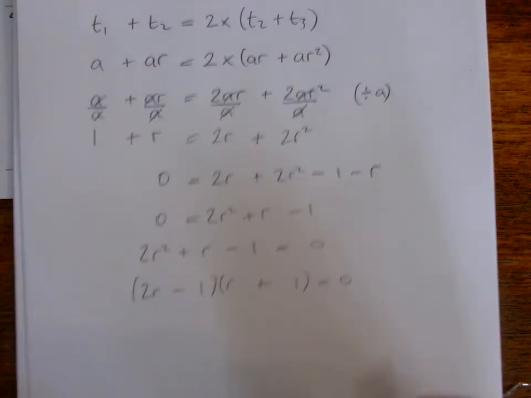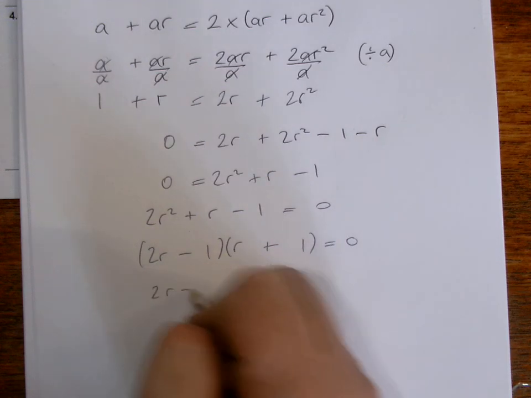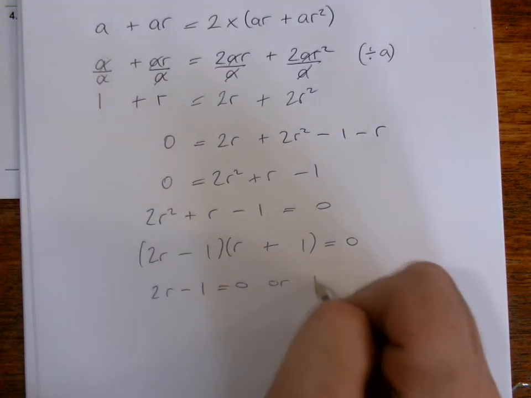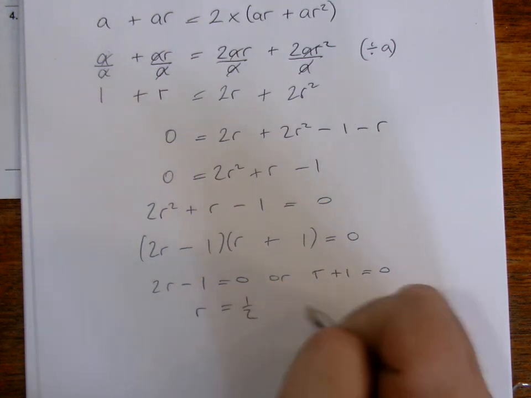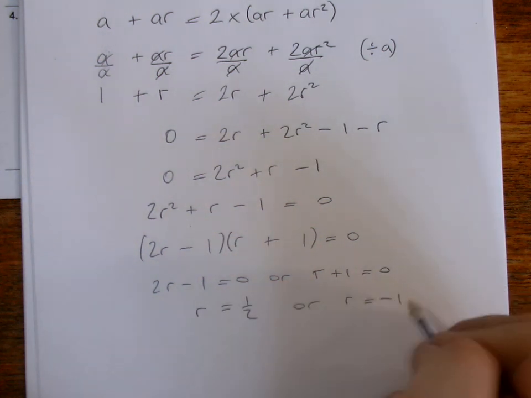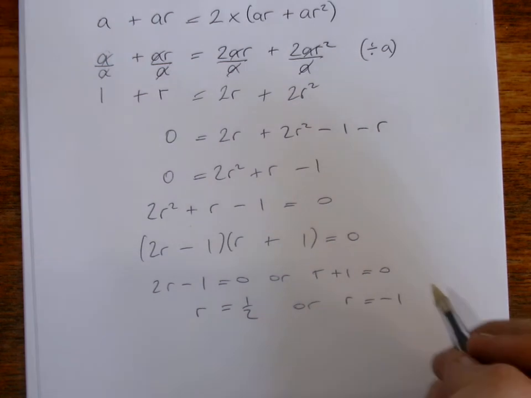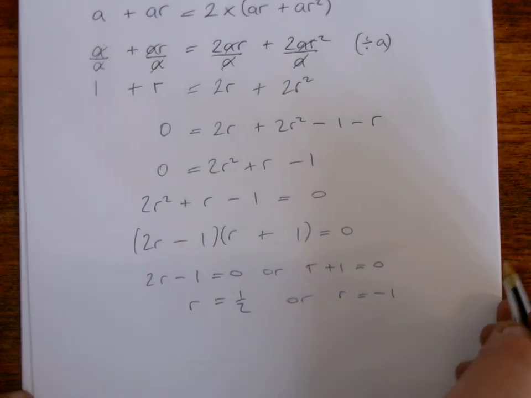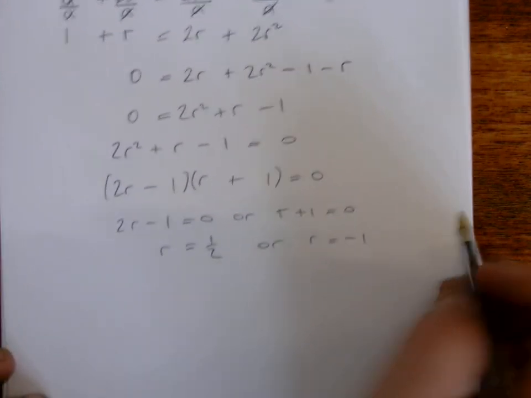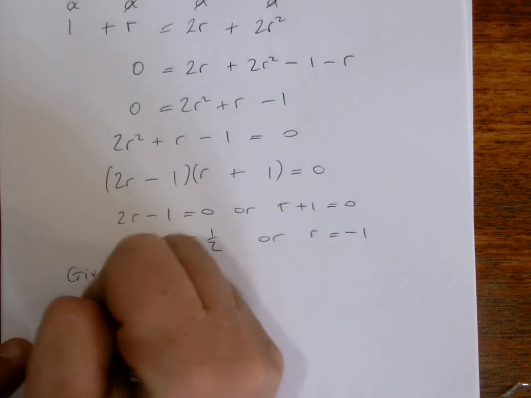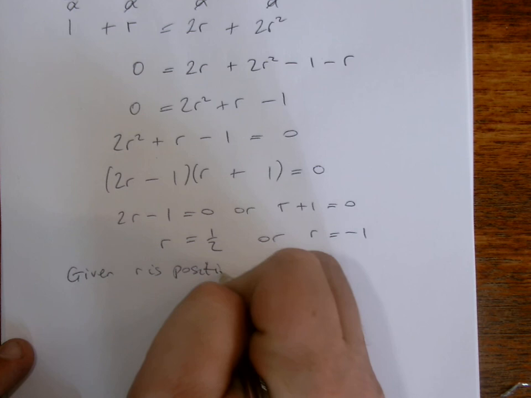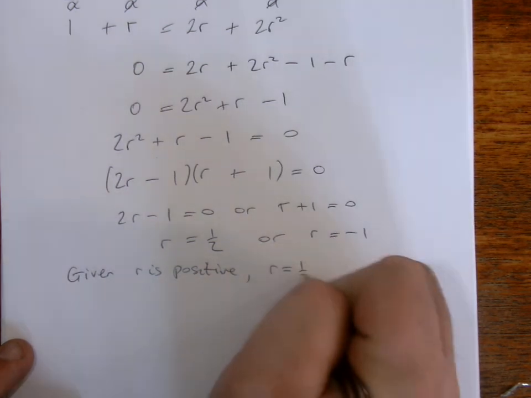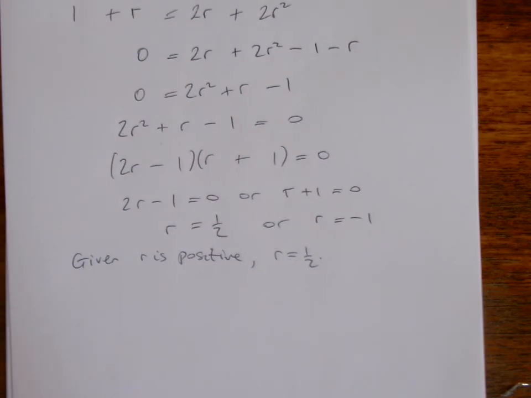So then either 2R minus 1 is 0 or R plus 1 is 0. So R will equal a half, or R will equal negative 1. In the question it says given that the ratio is positive, so given R is positive, R has got to equal 1/2.